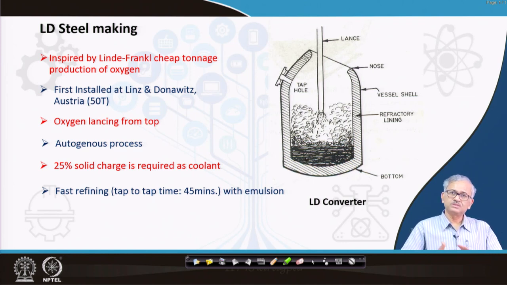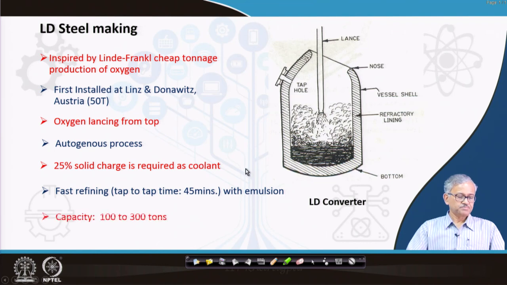In the open hearth process, the reaction takes place only at the slag-metal interface, the nominal slag-metal interface, which is very less. That's why it was made a little shallower, a little wider, but still the open hearth was very less. It takes 6 hours for refining. Here refining time is only 45 minutes because of emulsion formation, where you can increase the interfacial area significantly.